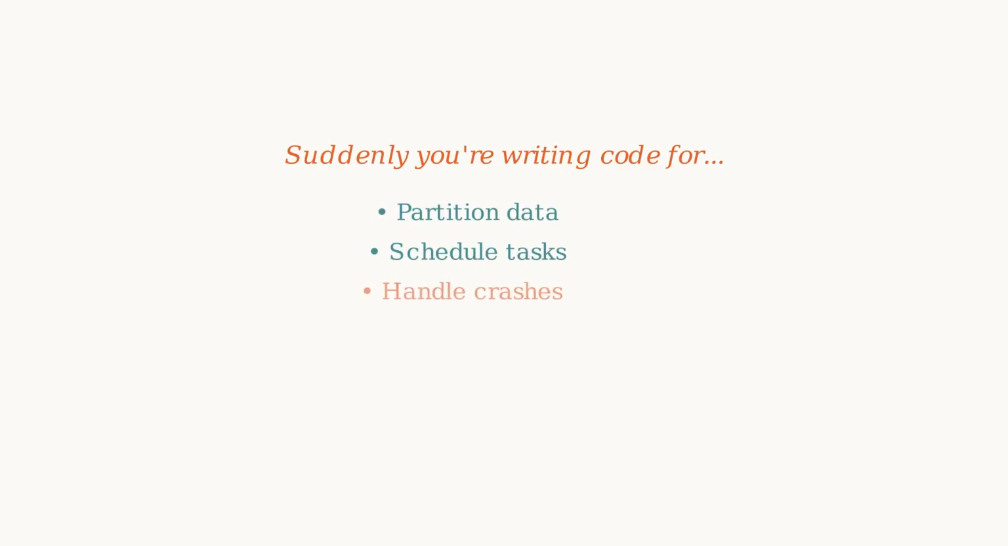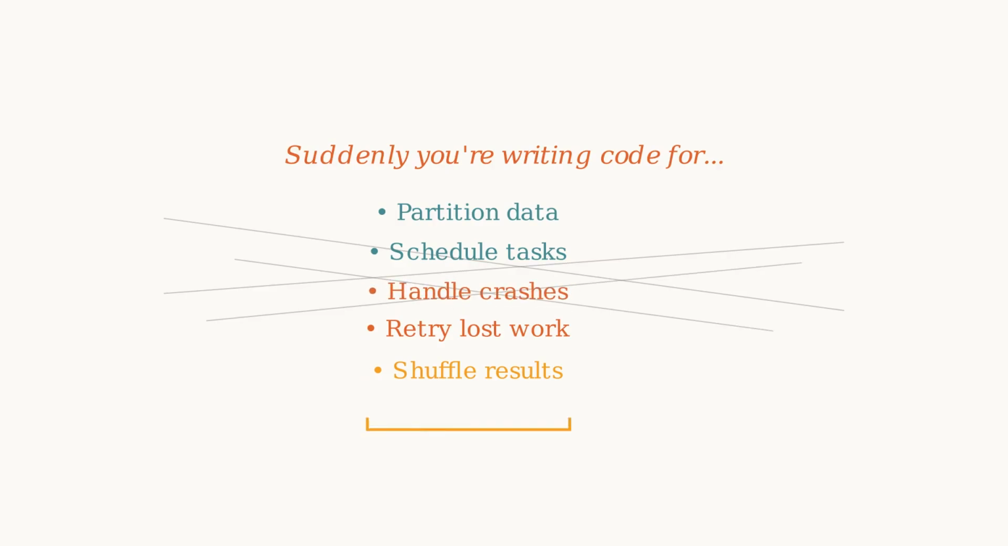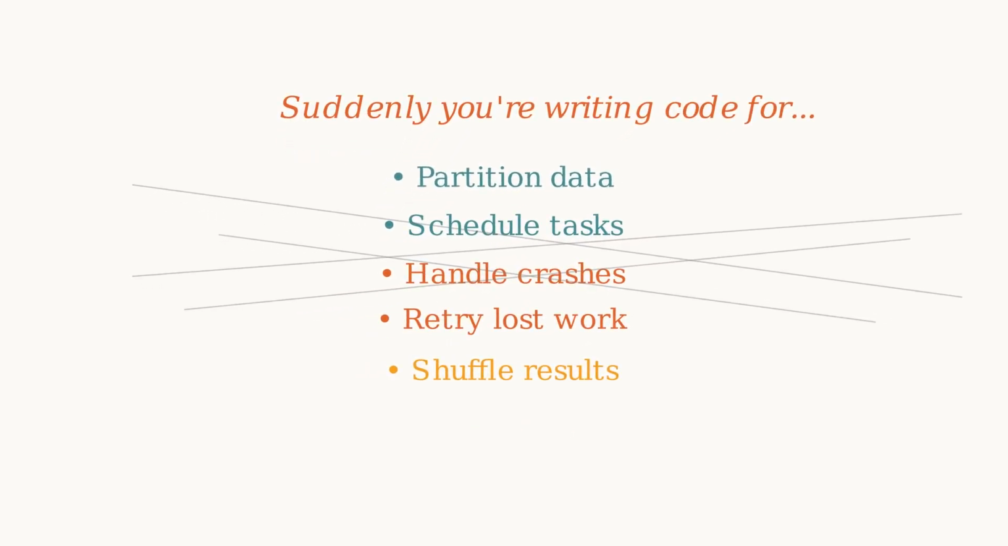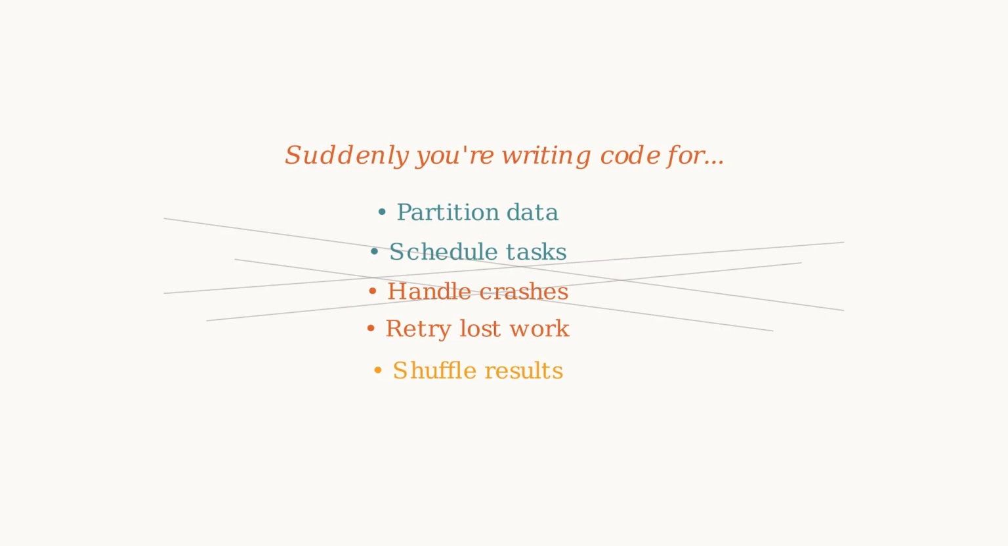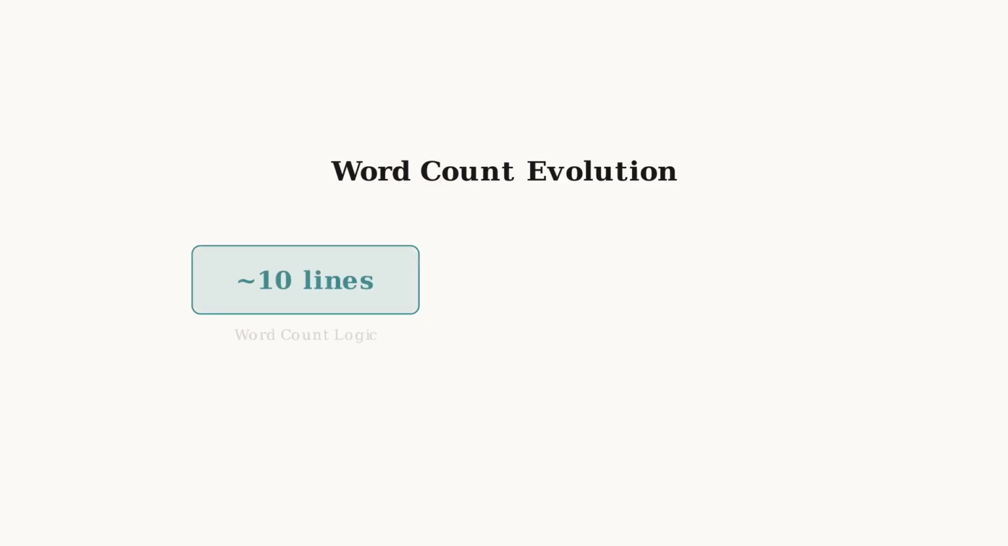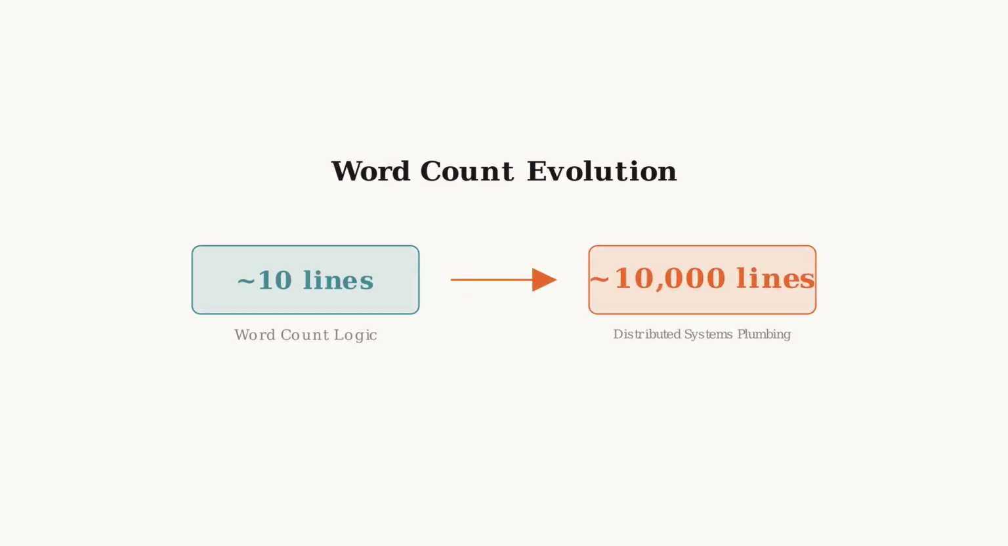Suddenly you're writing code to partition data, schedule tasks, handle machines that crash midway, retry lost work, and shuffle intermediate results across the network. Your 10-line word count has become 10,000 lines of distributed systems plumbing.